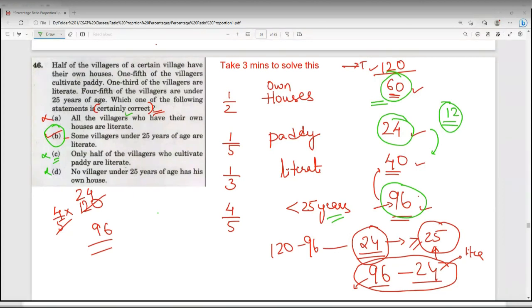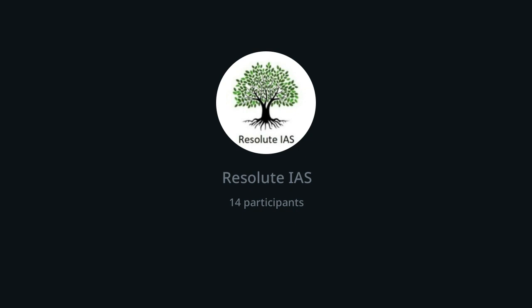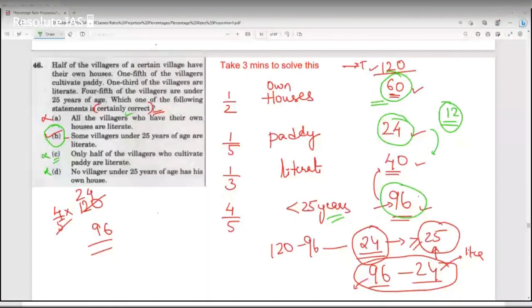Sir, instead of taking 120, we can take 100, right, sir? We can take 100, but 1/3 becomes 33.33, so that is why. That is 33.33, sir. And 80% like 4/5 will be like that. Yes, that is why I took 120.